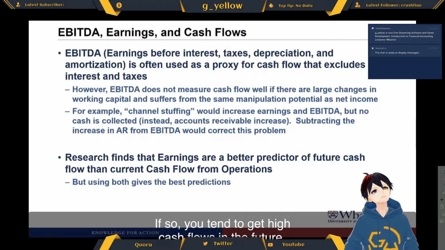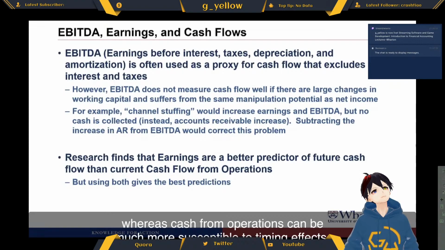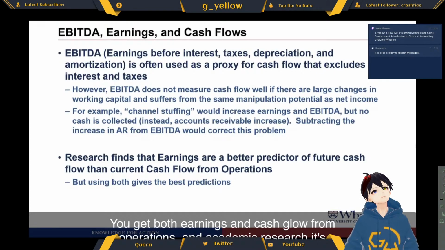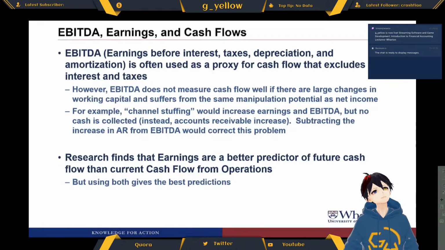If so, you tend to get high cash flows in the future, even if it turns out you don't happen to have high cash flows this period. Whereas cash from operations can be much more susceptible to timing effects, which is something we'll look at in the next video. But the good news is you don't have to choose one or the other. You get both earnings and cash flow from operations, and academic research is very clear that if you put both measures in together, you get the best predictions of how a company is going to do in the future in terms of its future cash flows.